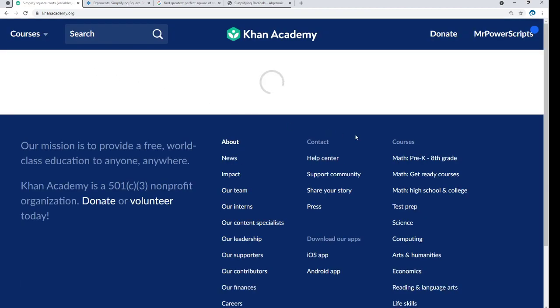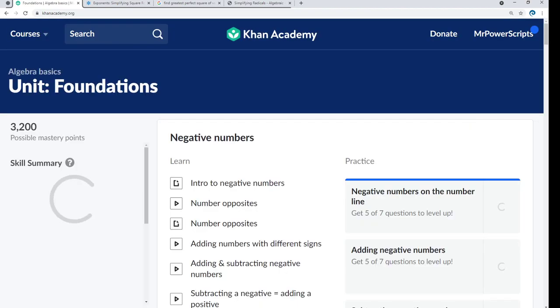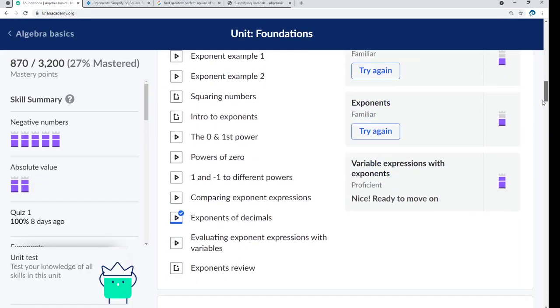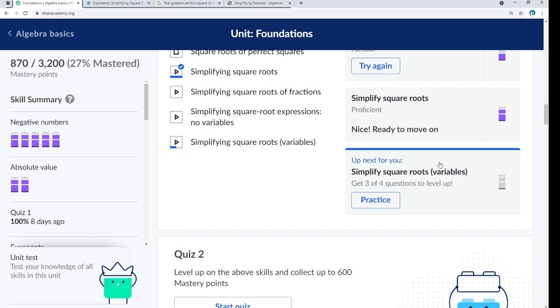But we're going to come back here. And where did I get to? I got to simplifying square roots with variables. That is where I need to do a bit more research, do a bit more learning, and probably practice that one specific thing, simplifying square roots with variables. So that's what I'm going to do. I'm going to learn that, and then I'm going to come back at it.